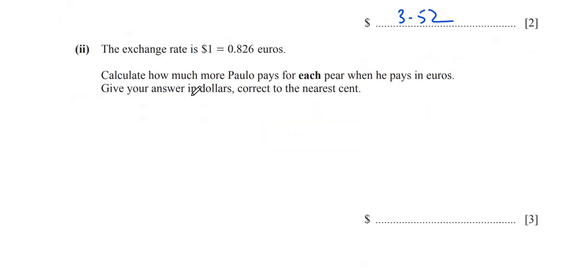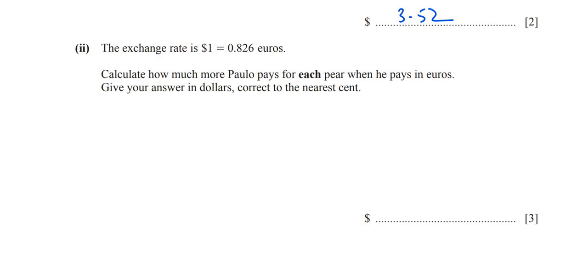Next question says the exchange rate is $1 is to 0.826 euros. So look, in this question, the exchange rate is given. It says calculate how much more Paula pays for each pear when he pays in euros. Give your answer in dollars correct to the nearest cent. Okay, so first let's calculate how much Paula pays for each pear when he pays in euros.